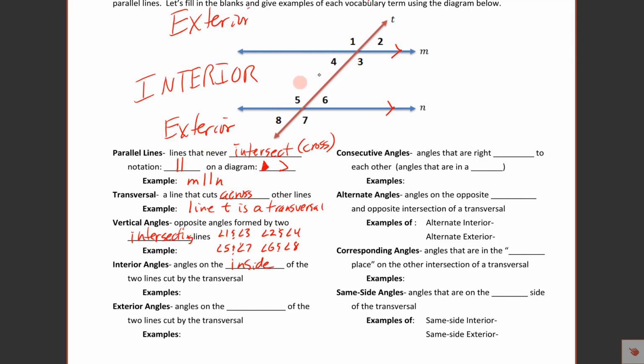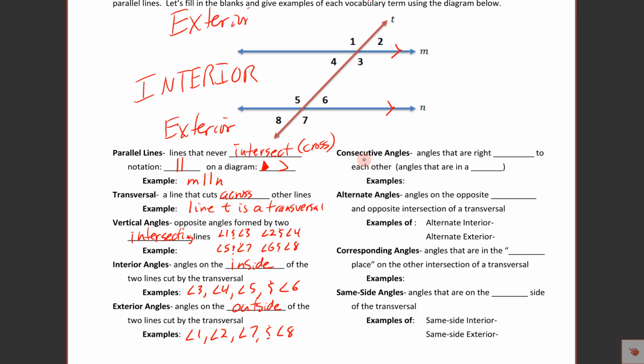So let's write down some examples of the interior angles. The interior angles would be any of these right here. So we've got 3, 4, 5, and 6. So I'm going to write down angle 3, angle 4, angle 5, and angle 6. All of those are interior angles. So the exterior angles, of course, would be the angles on the outside of the two lines cut by the transversal, in this case those two parallel lines. So the ones that are exterior are 1 and 2, those are on the outside of the two parallel lines, and 7 and 8. So angle 1, angle 2, angle 7, and angle 8.